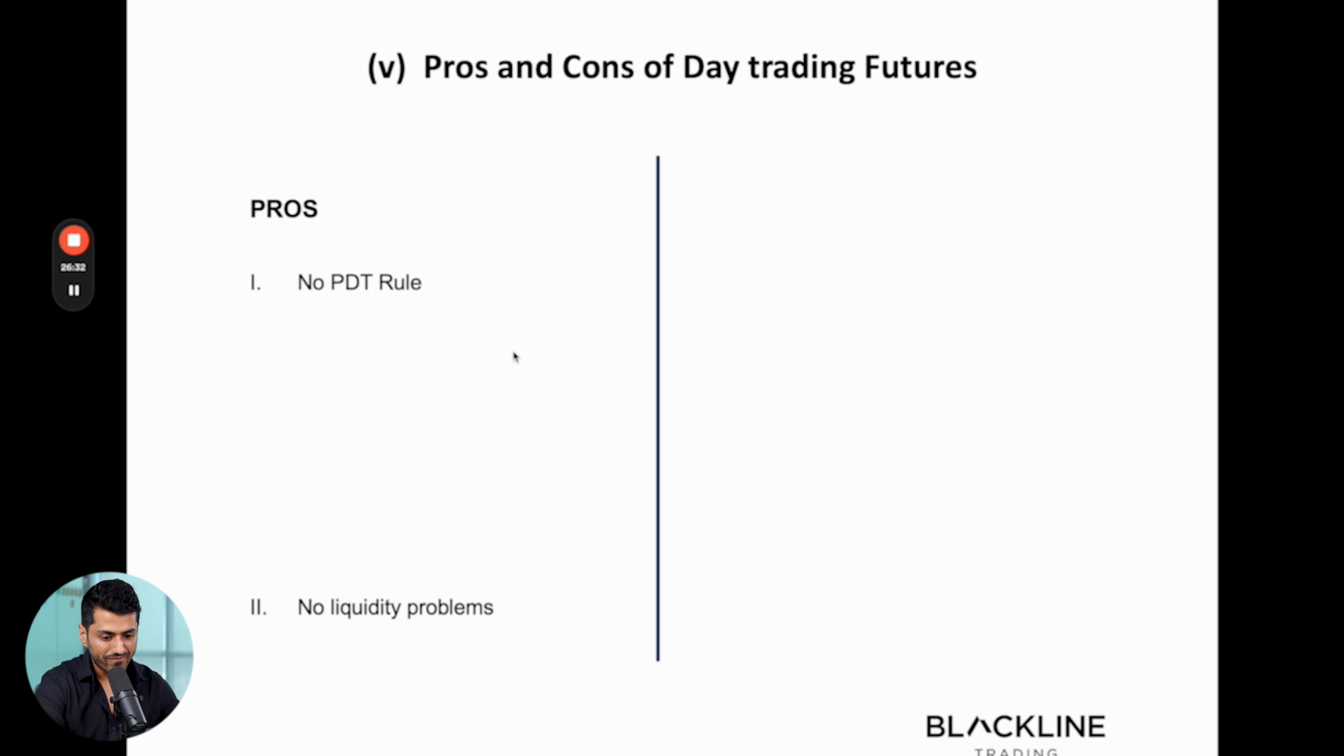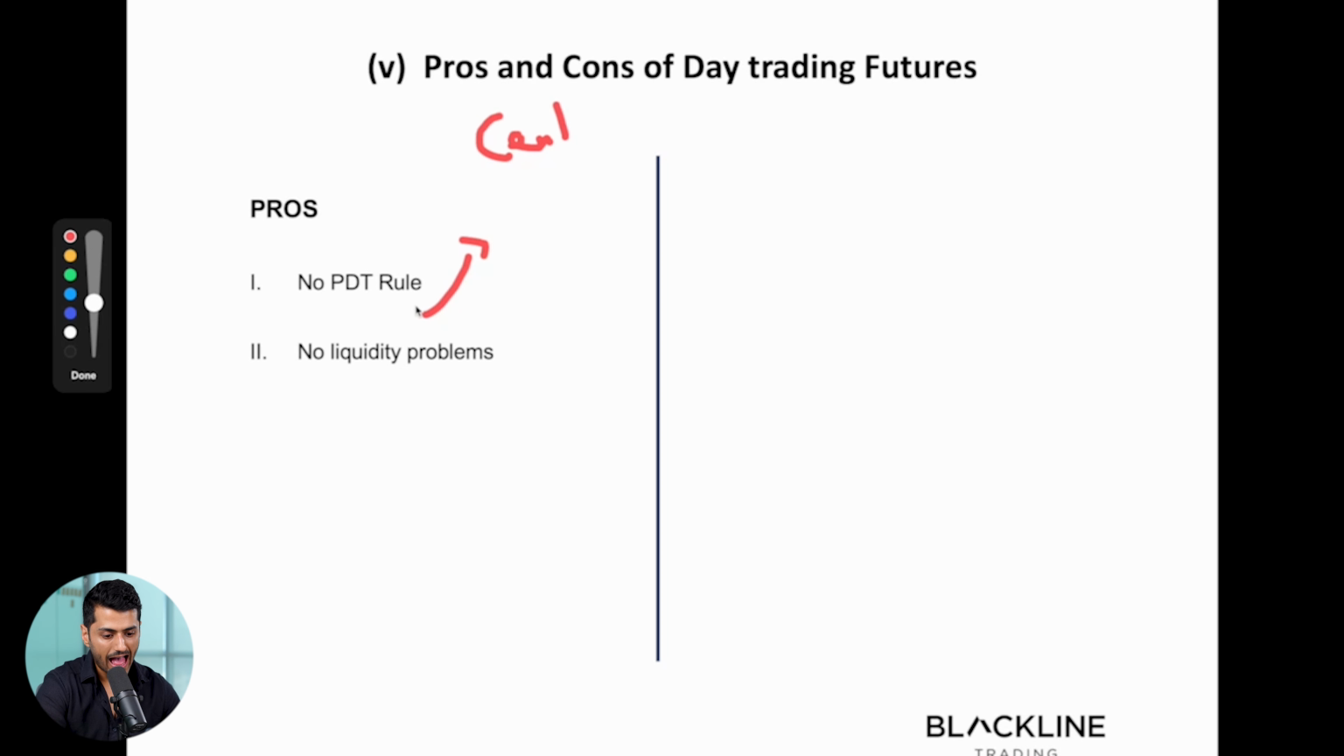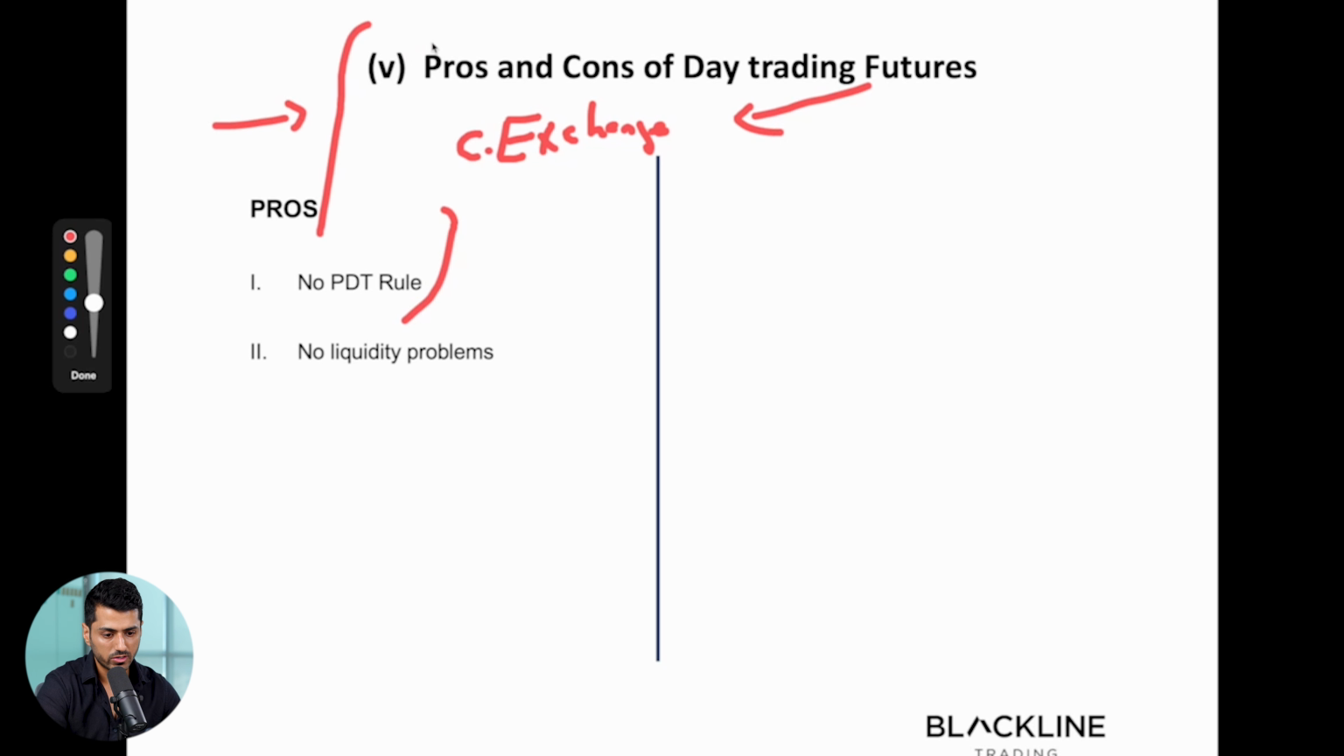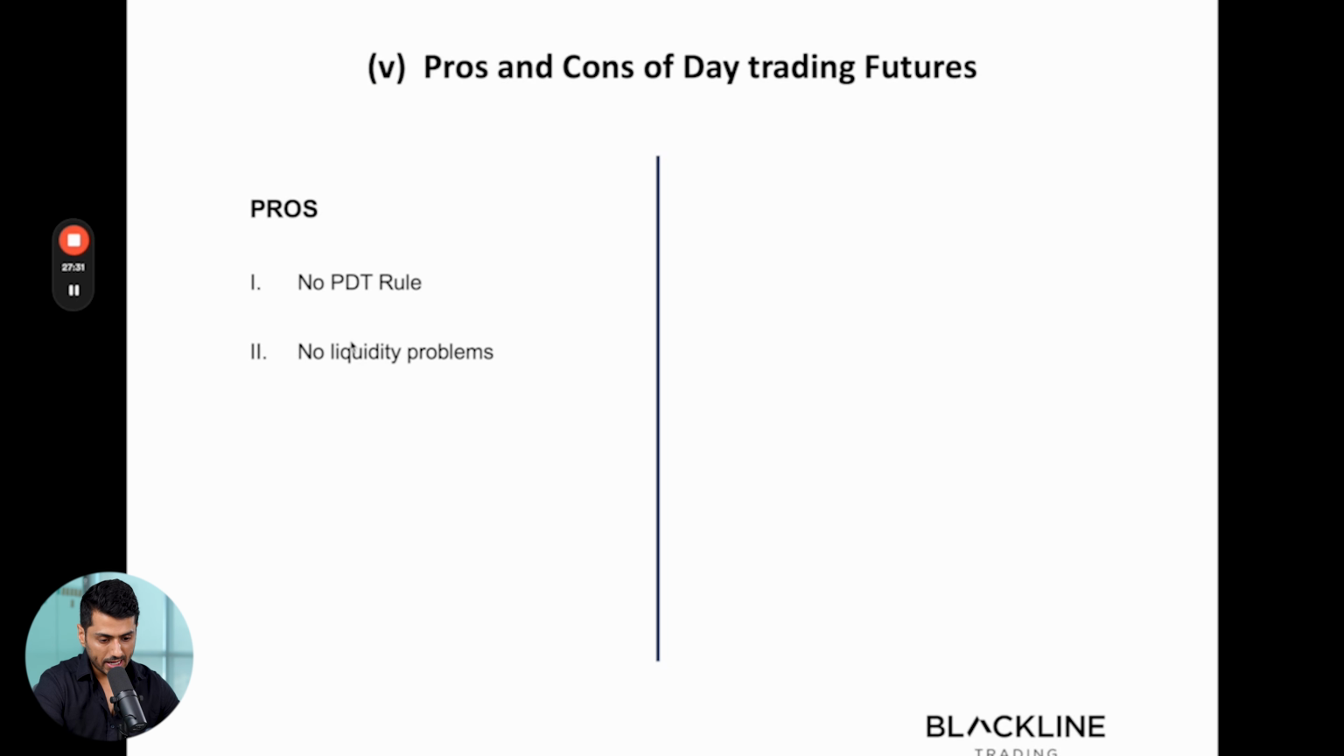The second major advantage of day trading futures is that you do not have liquidity problems. Futures markets are very liquid. We have a centralized exchange. Having a centralized exchange means that each and every order that is placed for futures trading pops up on our screen. So there is no liquidity problem at all. Liquidity is provided. You can get in and out within seconds. You do not have to worry about your fills. You do not have to worry about liquidity at all.